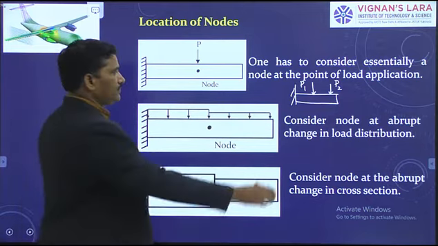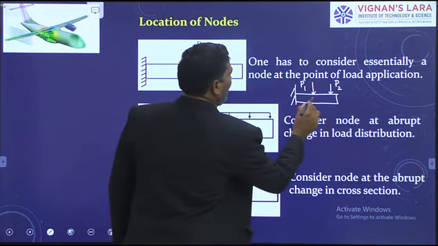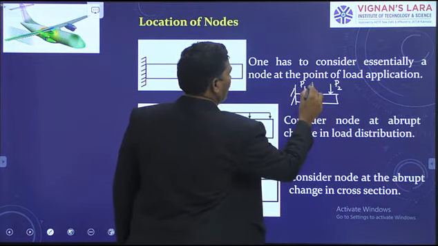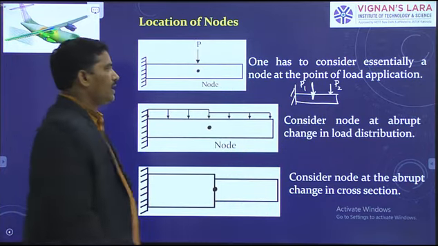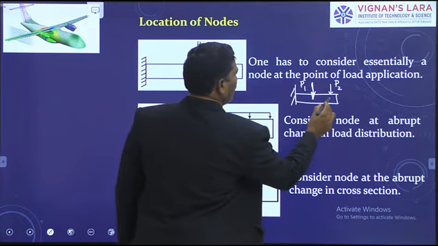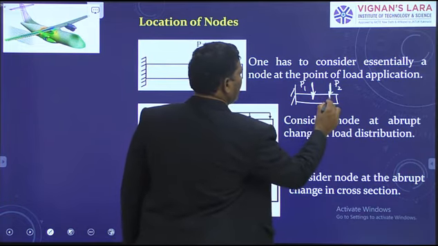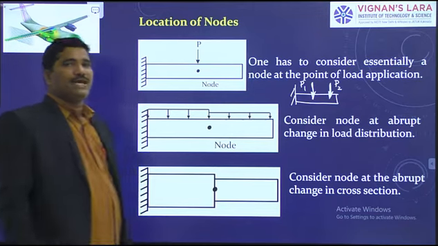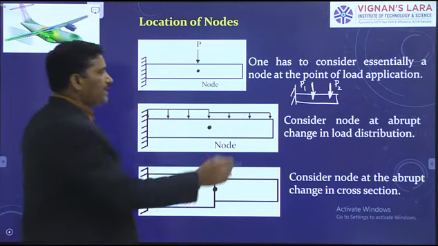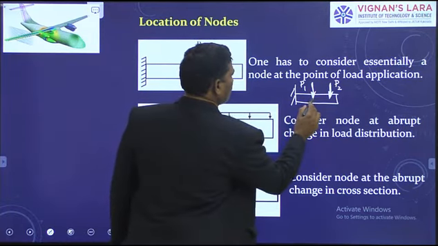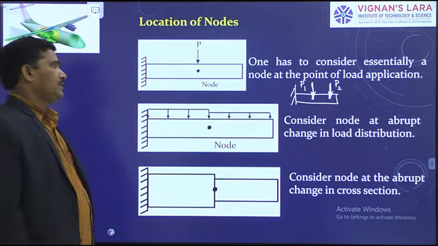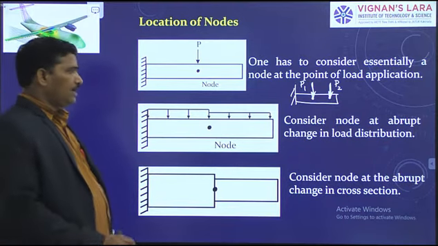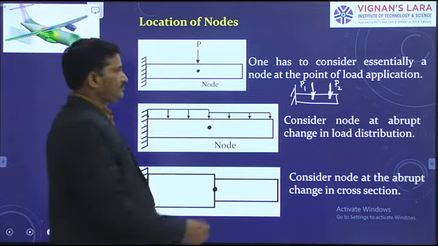How many loads do we have? Two loads. So, I can have a node here at the point where the concentrated load P1 is acting. I can have another node here where the concentrated load P2 is acting. How many nodes can we consider here? Two nodes. One node here and another node here.